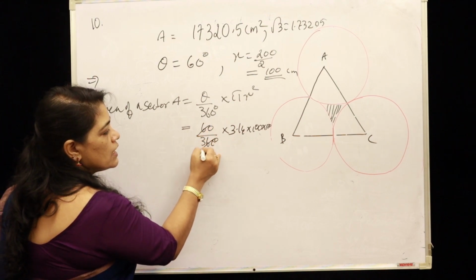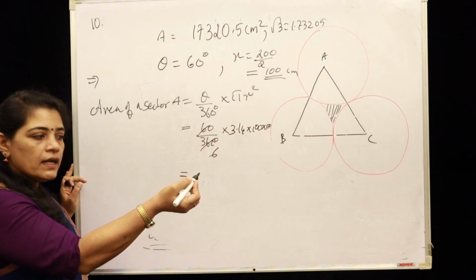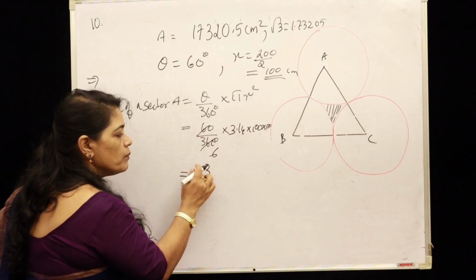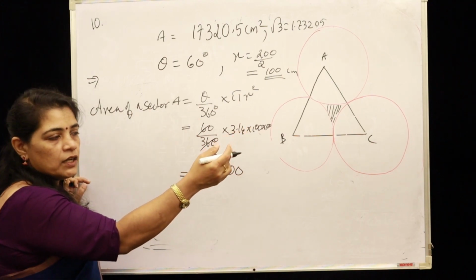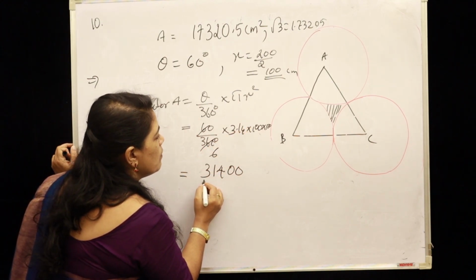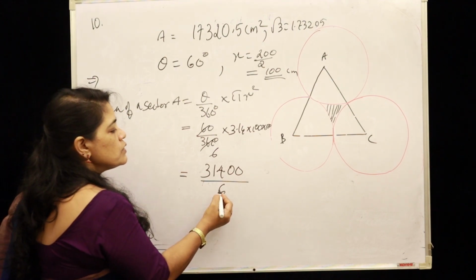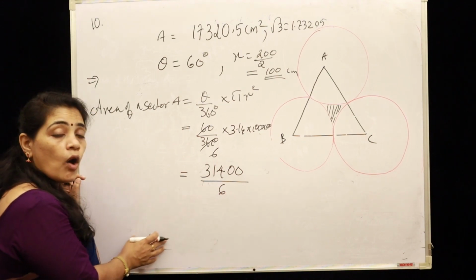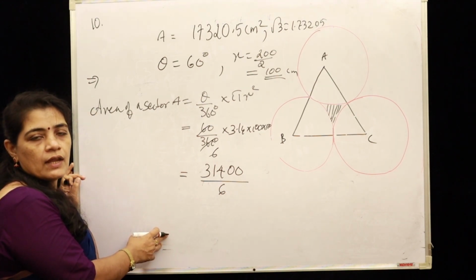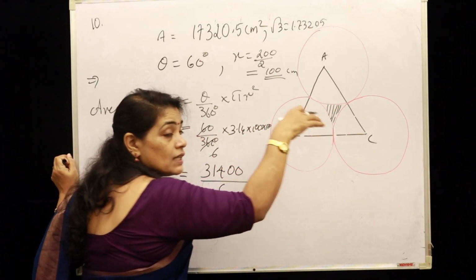So here it comes 6 times, 1 by 6, and multiplying with the 100, 3.14 becomes 314 and 2 more zeros, because 100 into 100 divided by 6. The step is clear, children. So we are going to divide. This is the area of one sector, and what is asked, we have to find out the area of the shaded region, and also we have 3 sectors.